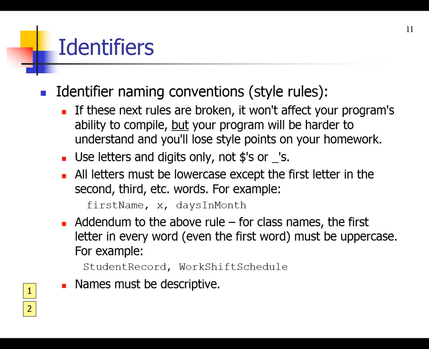Now you can start with something like StudentRecord if you want to, but as long as it's a class, you have to start with an uppercase letter. Does that make sense? Class is the only thing where it's mandatory that you start with an uppercase letter. Everything else can start with a lowercase, but I like to do it like this all the way through because it's just easier to read.